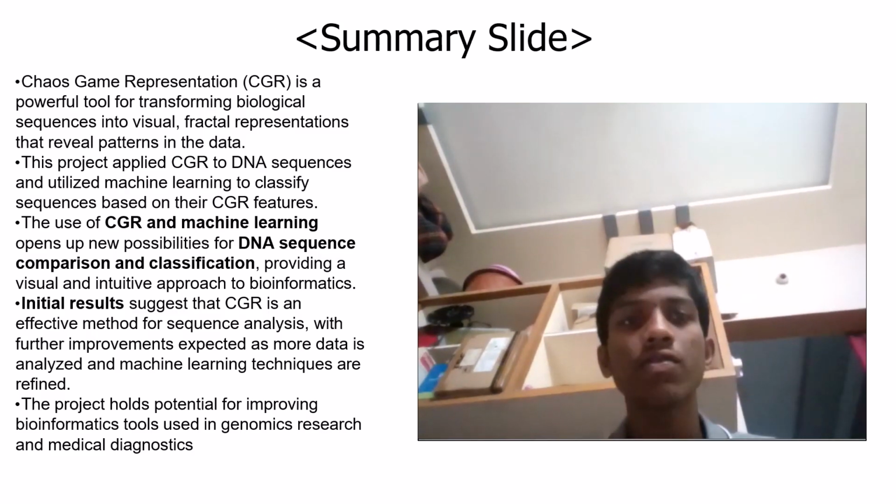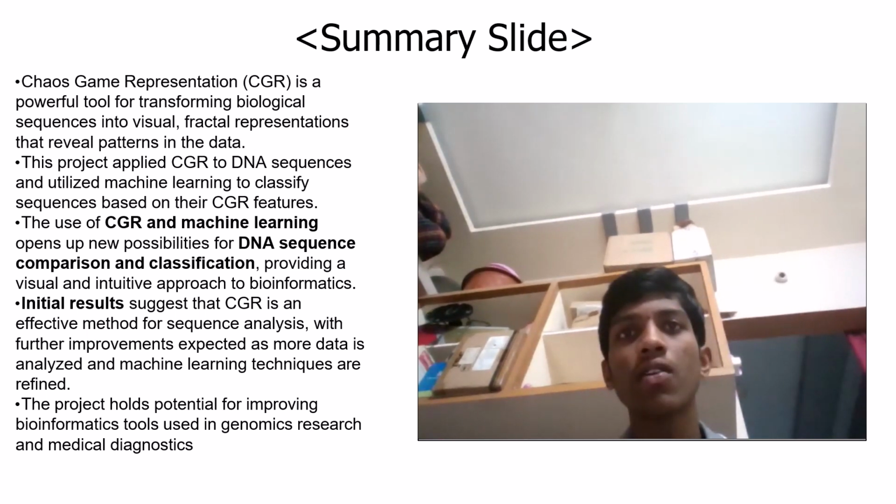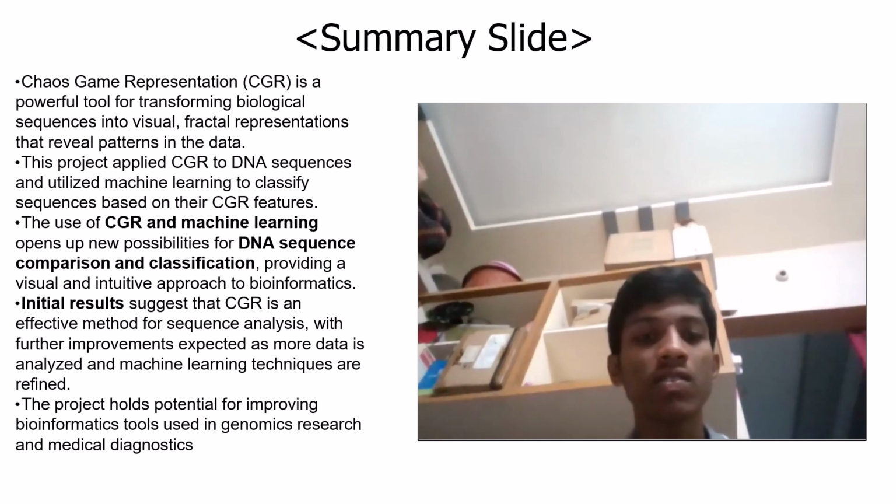The summary slide covers what we did up to now. CGR transforms DNA into fractals that carry structural information. This project combines fractal visualization with machine learning to develop a tool for comparing and classifying sequences. With further improvements, CGR could be a scalable visual method for bioinformatics pipelines for large scale DNA analysis. Initial results suggest that CGR is an effective method for sequence analysis. With further improvements and as more data is analyzed, the project holds potential for improving bioinformatics tools used in genomic research and medical diagnostics.